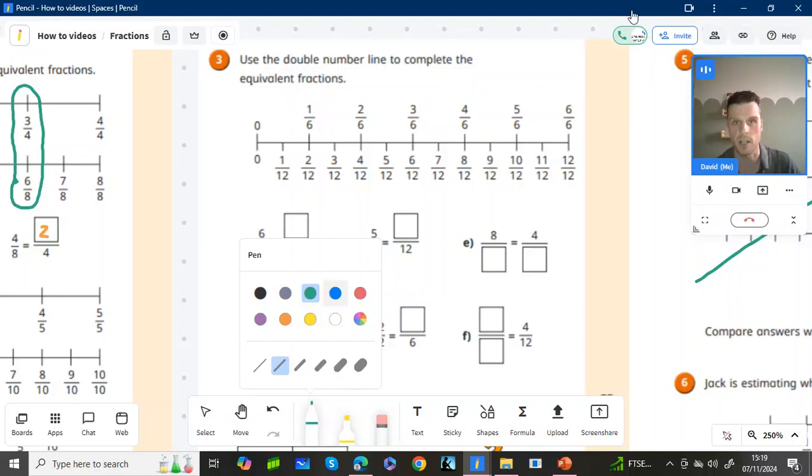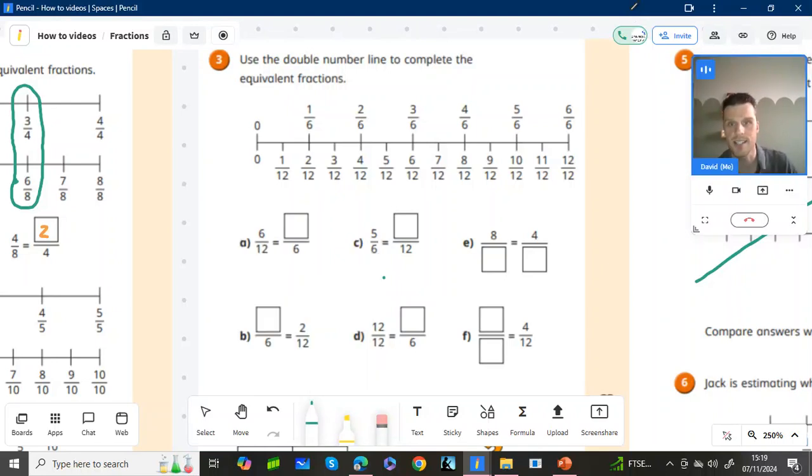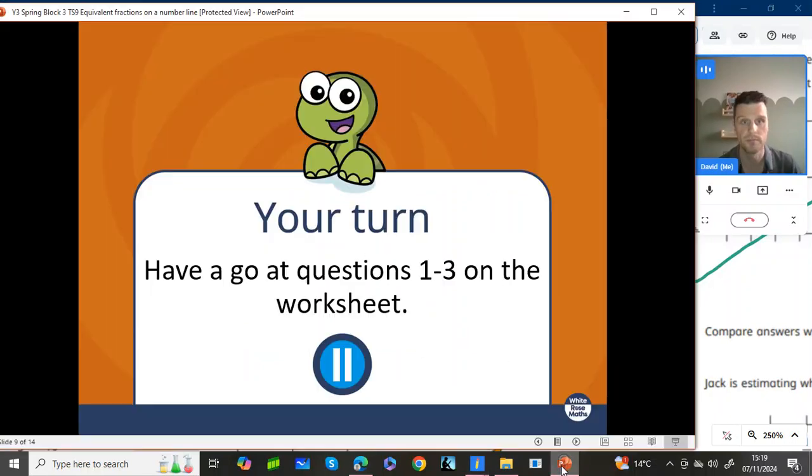I'm going to go back to the green pen. So it says here 6/12 is equivalent to how many sixths? So again, using what I've done on questions 1 and 2, I'm going to circle 6/12 and go up to find the equivalent fraction and find that it is 3/6. So I'm going to write a 3 here. Okay, so using that technique, pause the video here to answer the rest of the questions. Okay, then we're going to move back onto the PowerPoint.